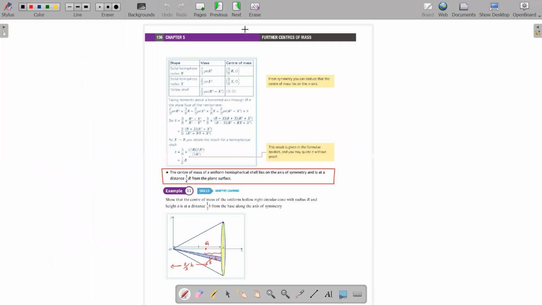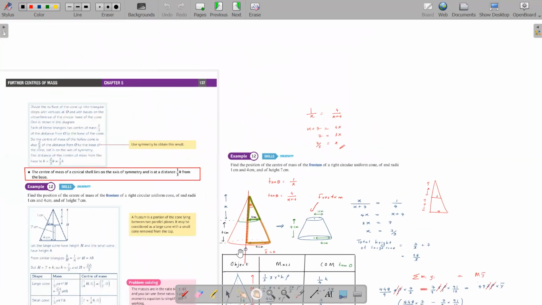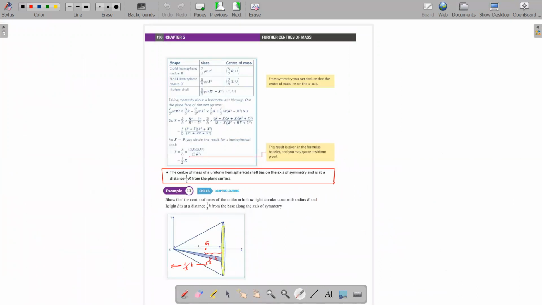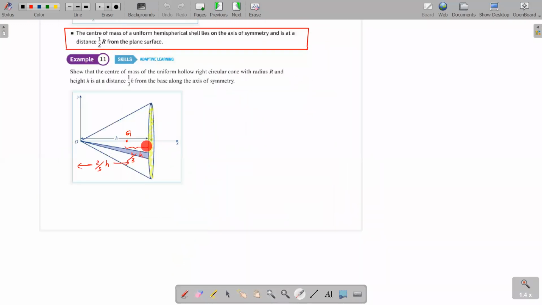Yeah, guys, I think it's over here, right? Center of mass of a conical shell. This one, right? The center of mass of a conical shell lies on the axis of symmetry and is at distance 1 over 3h from the base. So 1 over 3h from the base, right guys? Can you see this diagram? So I think I've explained this previously, right? So it's the center of mass of a conical shell is 1 over 3h from the base, or 2/3 h from the vertex. All right.